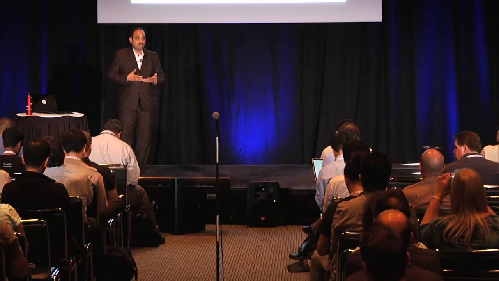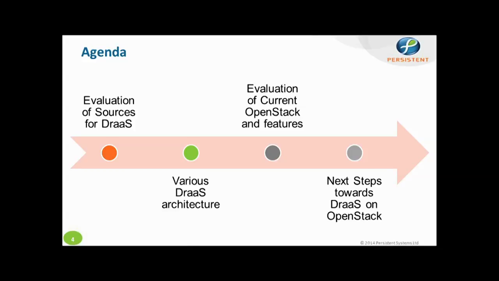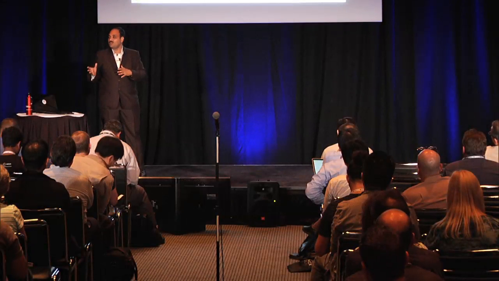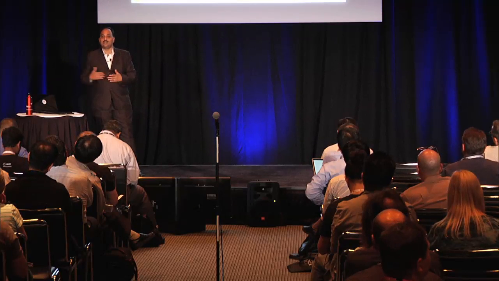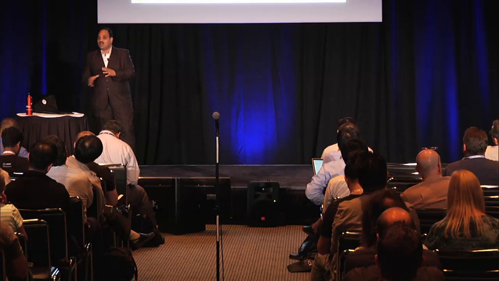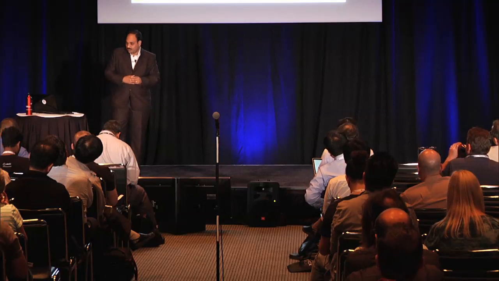The second is what methodologies or techniques could be used such that the OpenStack environment could be used as a DR service, and what complexities and troubles are associated with this. Then we go through a small evaluation of what today's OpenStack needs for DR to be enabled on it. And then we see the next steps: how do we go ahead and put a full-fledged DR as a service on OpenStack.